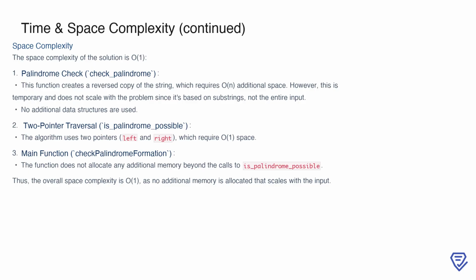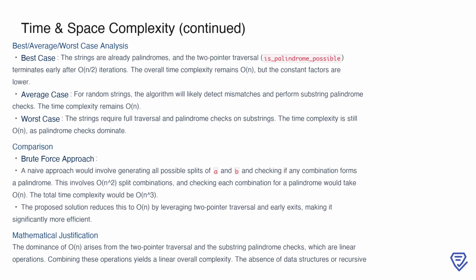Let's discuss the best, average, and worst-case performance of the algorithm. In the best-case scenario, the strings are already palindromes. Here, the two-pointer traversal in is_palindrome_possible terminates early after n/2 iterations. While the time complexity is still O(n), the constant factors involved are lower due to the early termination.